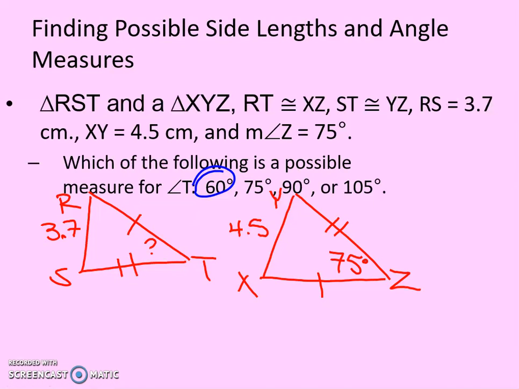Which of the following is a possible measure for angle T? So right here, you know this is longer than this, right? So this angle needs to be smaller than 75. So you have choices here: 60, 75, 90, and 105. Which one is the suitable choice? 60, because this measurement is smaller than this. So this angle needs to be smaller than that. So 60 will be the right choice for T. Please pause the video and draw this correctly. Please copy.